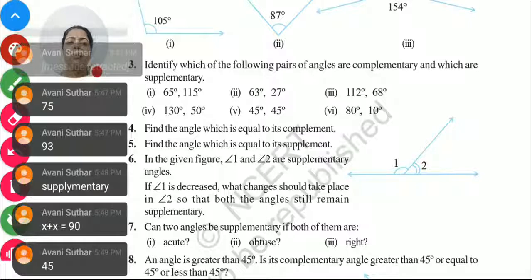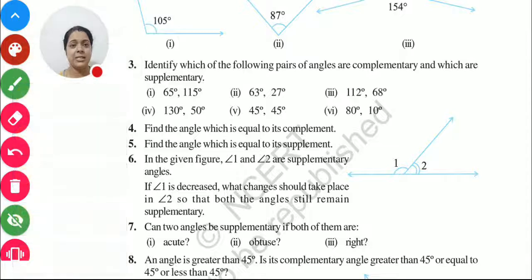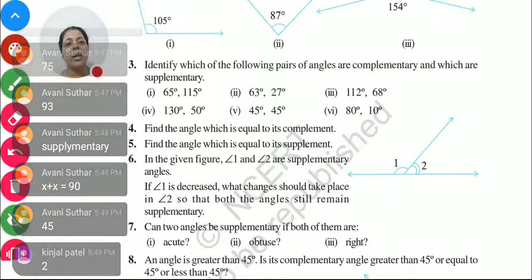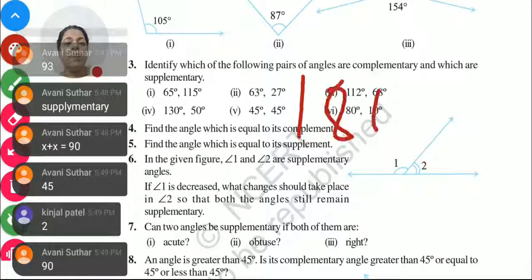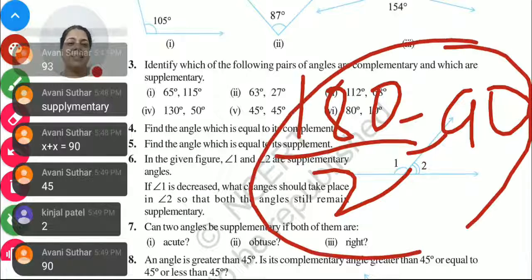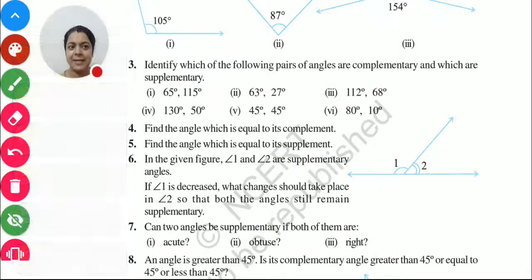Find the angle which is equal to its supplement. Supplement means 180 degrees, right? Supplement means 180 degrees. Now, it should be equal again. So let's go, 180 divided by 2 makes it 90 degrees. Very good. So now coming to the next one, number 6.